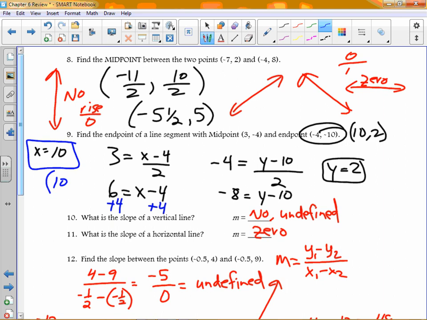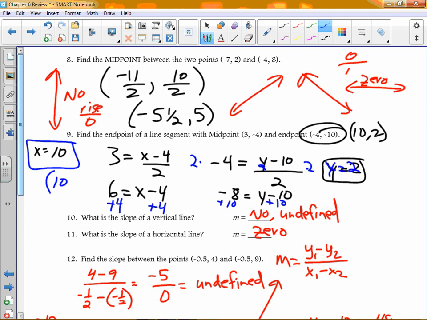To find the other one, I take this y that I don't know, and y plus negative 10 over 2 gives me negative 4. When I multiply both sides by 2, I get 8 equals y minus 10. So when I add 10 to both sides, I get y equals 2.